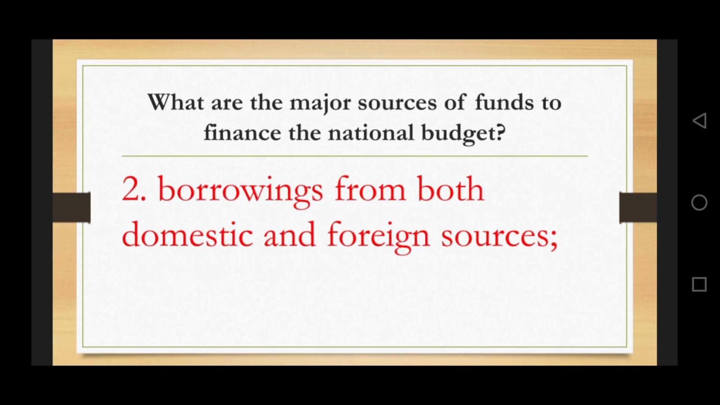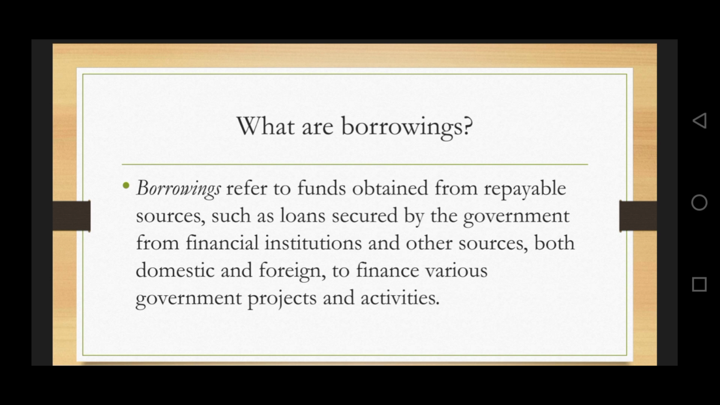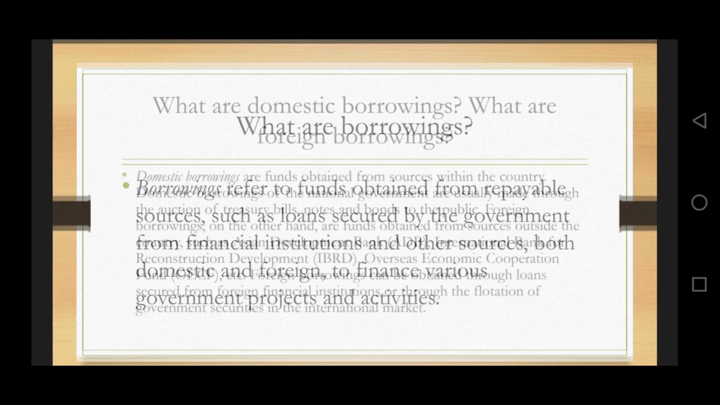Now let's go to the other major source of funds. The second one, borrowings from both domestic and foreign sources. You might be questioning what are borrowings. Borrowings refer to funds obtained from repayable sources, such as loans secured by the government from financial institutions and other sources, both domestic and foreign, to finance various government projects and activities.